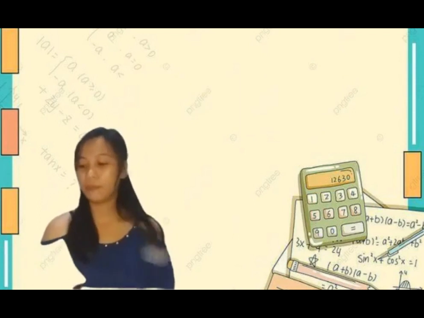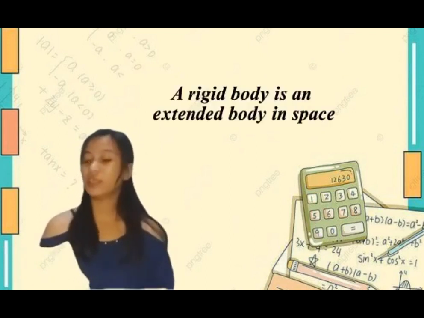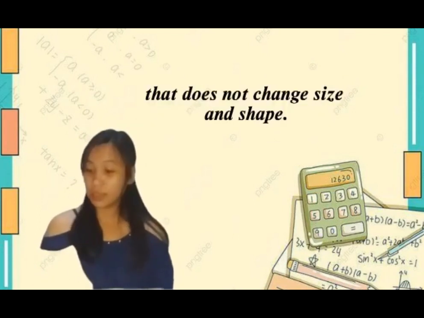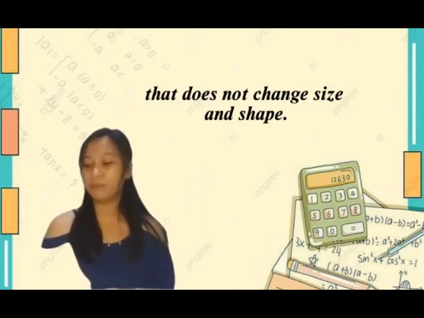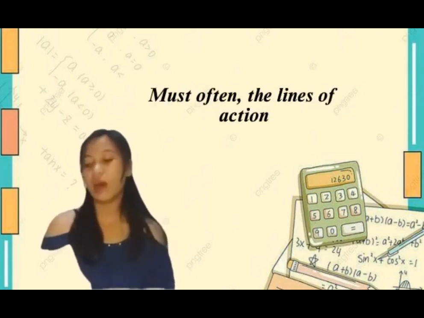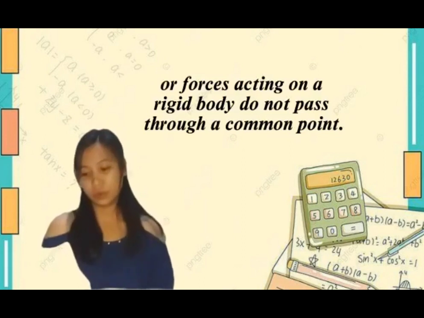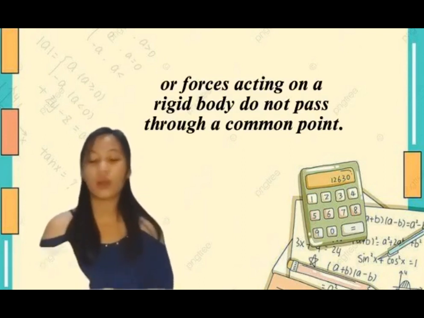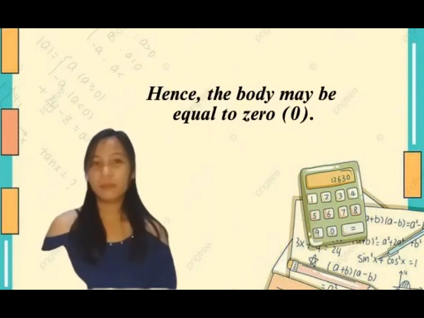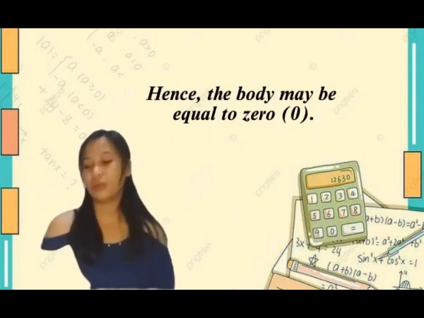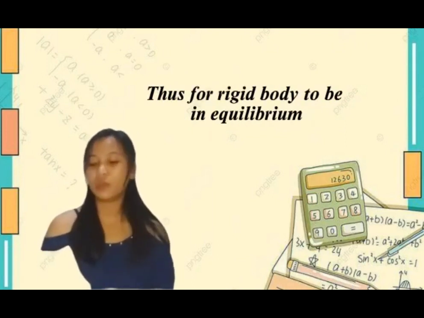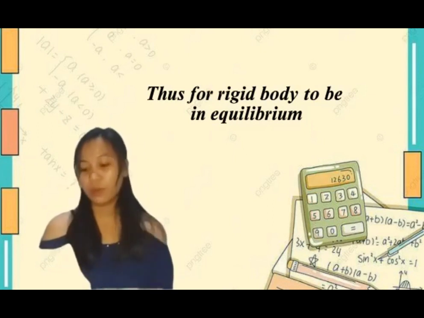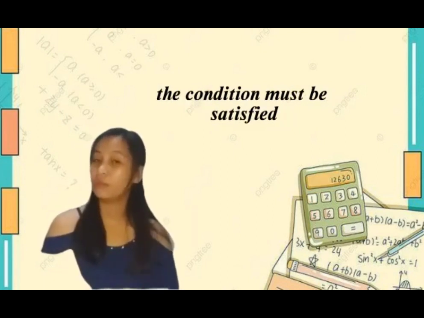or torque. A rigid body is an extended body in space that does not change size and shape. Most often, the lines of action of forces acting on a rigid body do not pass through a common point. Hence, the net torque on the body may not be equal to zero. Thus, for a rigid body to be in equilibrium, both conditions must be satisfied.